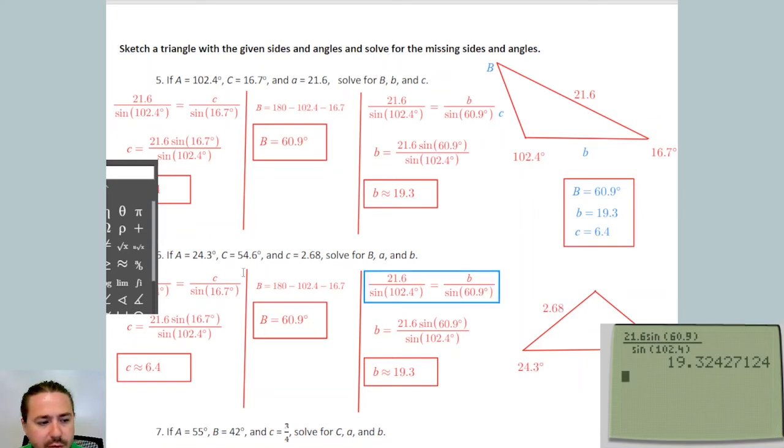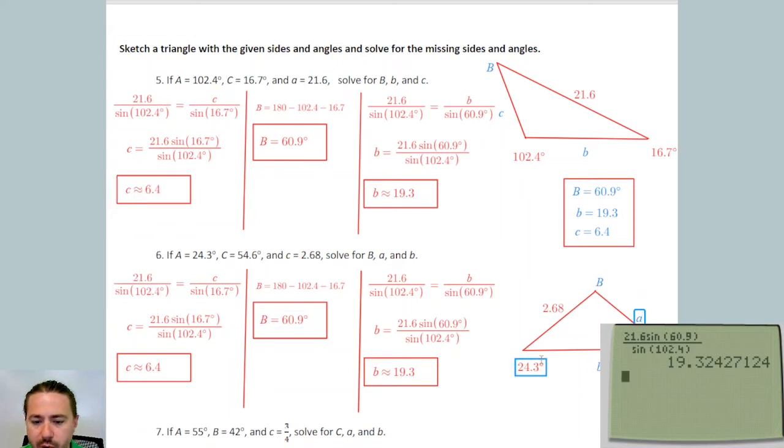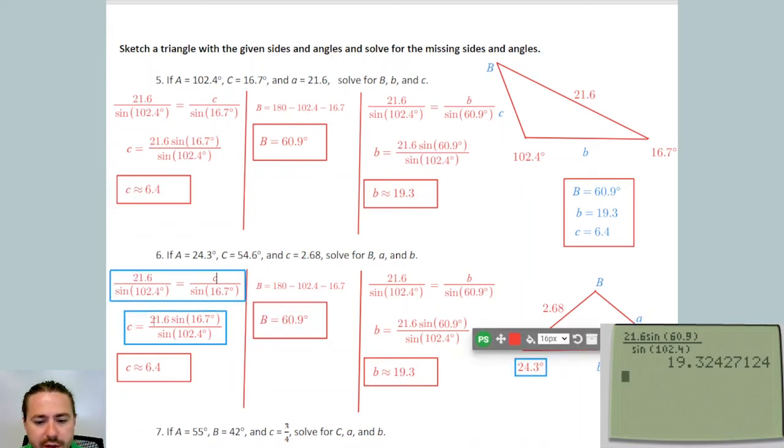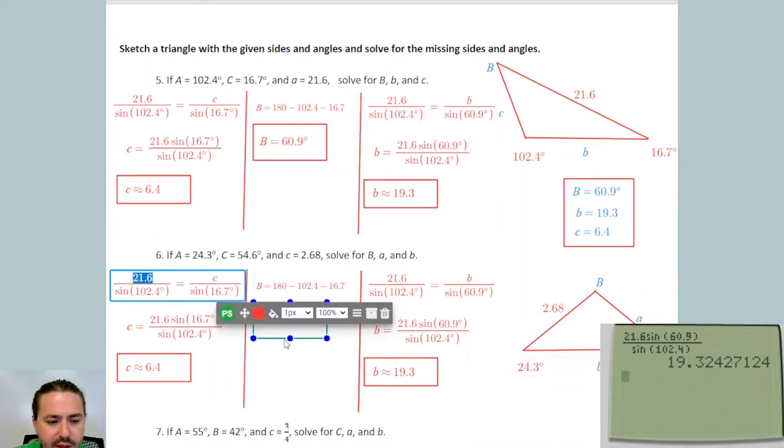So now let's label the rest of the sides here. This is going to be angle B. We need that, we need side B, and we need side A. So the combination that we have here is with angle C and side C. So we'll use that to kickstart us off, and we're going to go for side A first because we know angle A. So we've got side C, which is 2.68, over the sine of 54.6 equals A over the sine of 24.3.